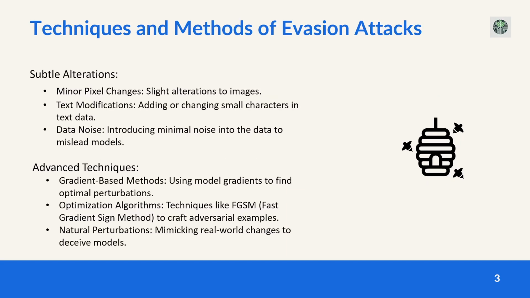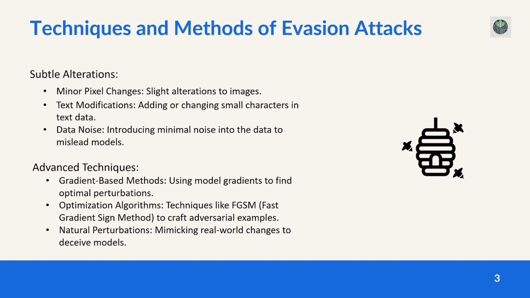So now let's look at some of the methods attackers use in their evasion attacks. Some techniques are surprisingly subtle. For example, an attacker can make a minor pixel change in images, altering just a few pixels, which is often more than enough to confuse an AI system. In text modifications, adding or changing just a few characters in a sentence can bypass natural language processing models. There's also data noise, where small amounts of noise are introduced into the input data, enough to mislead the model, but still appear normal to the human eye.